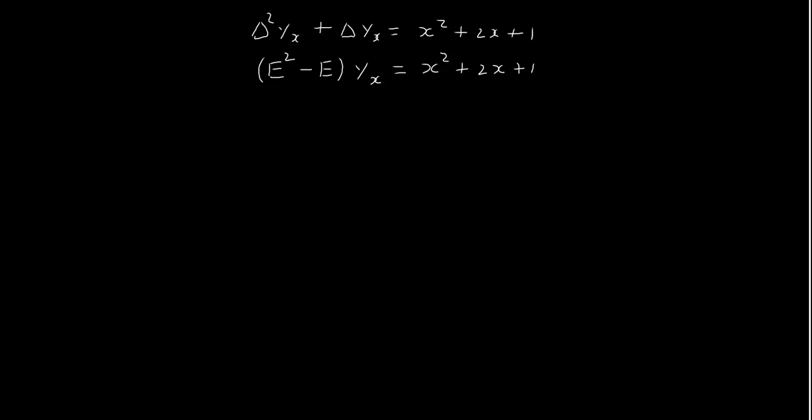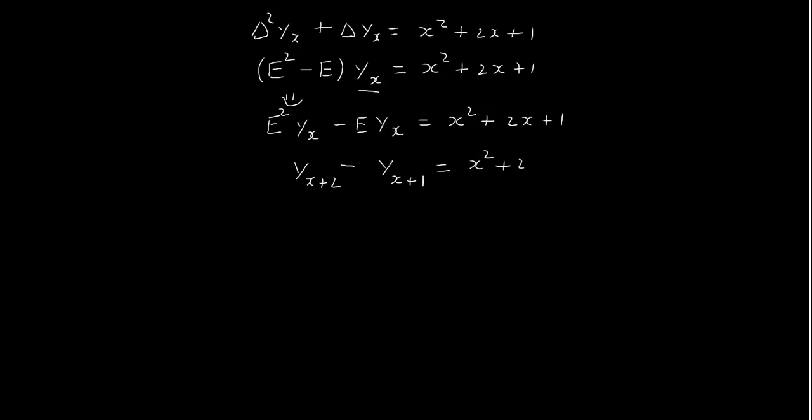If we only want to write in terms of y and x, we operate the shift operator over y. So what is the value of E square yx? E square yx minus E yx equals x square plus 2x plus 1. As we know, the shift operator shifts the value by 1 in the positive direction. So E of yx becomes yx plus 1, if the class interval is 1. So E square yx becomes yx plus 2, equal to x square plus 2x plus 1.